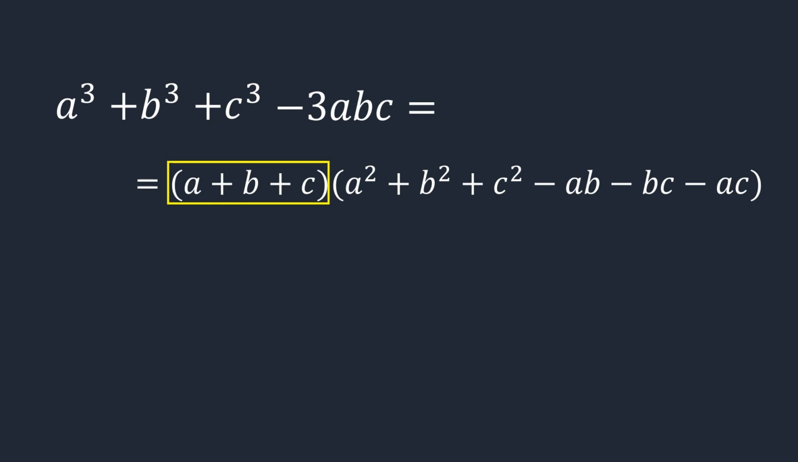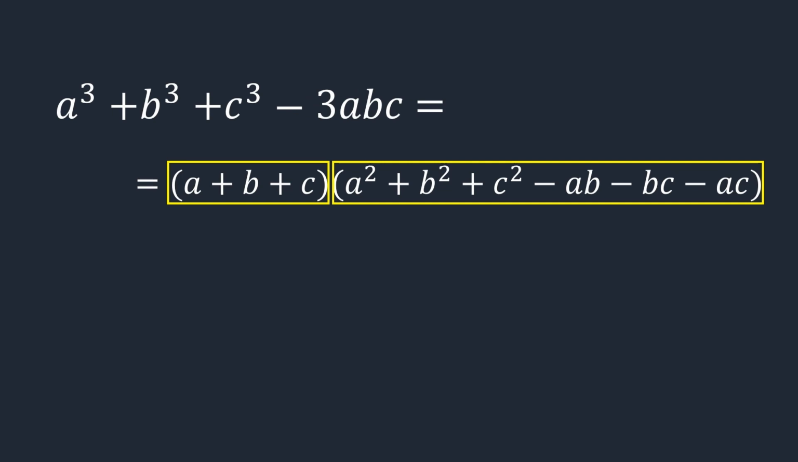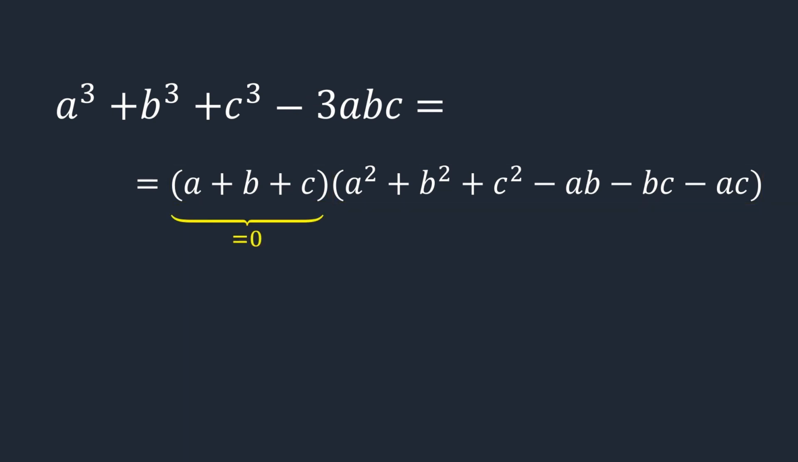Let me show you something even more complicated. The sum of cubes of three numbers minus 3 times abc is going to be a product of the following two expressions. The first one is a plus b plus c. The second one is the following expression. This definitely looks worse. But what if the sum of three numbers is 0? Then everything on the right of the equation becomes 0. That's because we will be multiplying by 0.